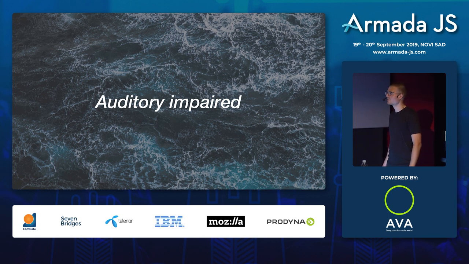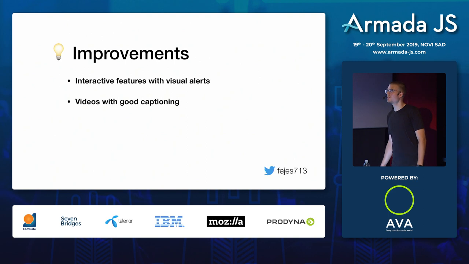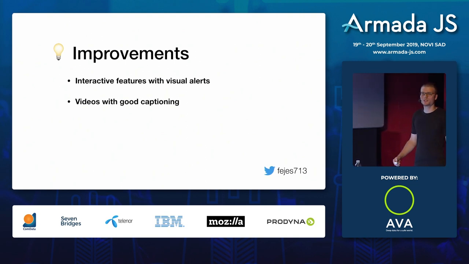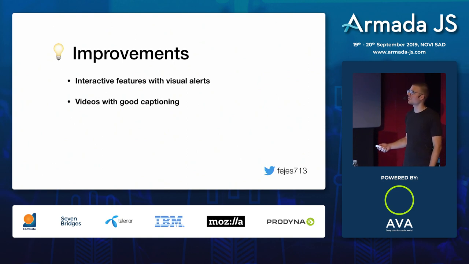And last on our list, we have auditory impaired users. There isn't much to do about them in terms of JavaScript either. We would just need to pair interactive features with visual alerts. For example, when you send a notification, don't just include an audio alert for it, introduce some visual animation so they can notice that they just got a notification.